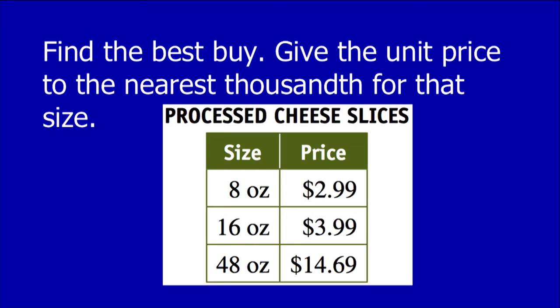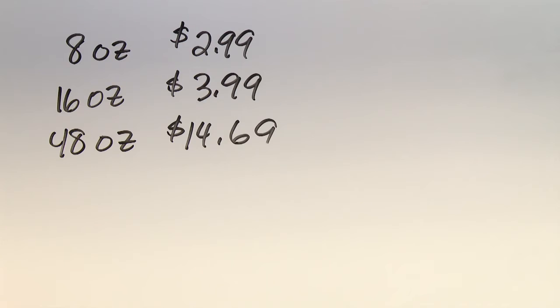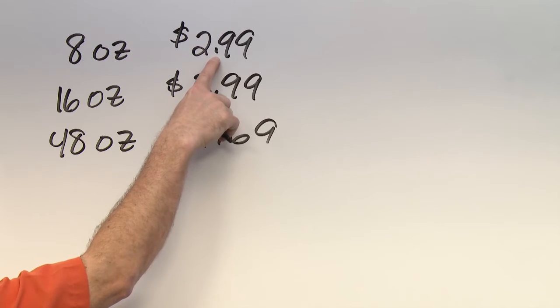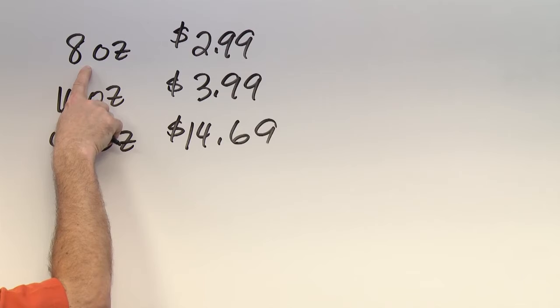Find the best buy. Give the unit price to the nearest thousandth for that size. We have processed cheese slices with the size in the left-hand column, the price in the right-hand column. 8 ounces is $2.99. 16 ounces is $3.99. 48 ounces is $14.69. To find the unit price, we divide the amount of dollars by the ounces.